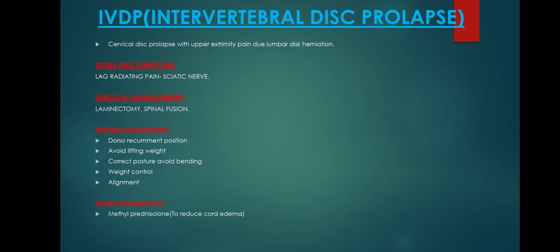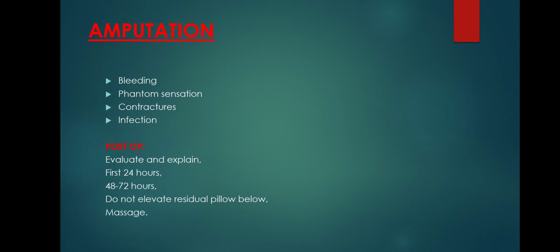Intervertebral disc prolapse. In this, cervical disc will prolapse with upper extremity pain, or due to lumbar herniation. Signs and symptoms: leg radiating pain, sciatic nerve involvement. Surgical management: laminectomy or spinal fusion. Nursing management: dorsal recumbent position, avoiding lifting weight, correct posture, avoiding bending, weight control and alignment. Medical management: methylprednisolone to reduce the cord prolapse.